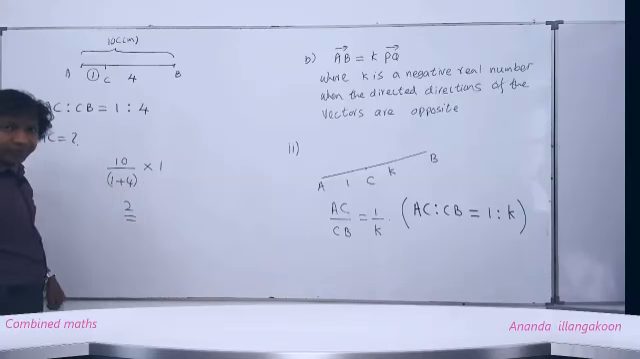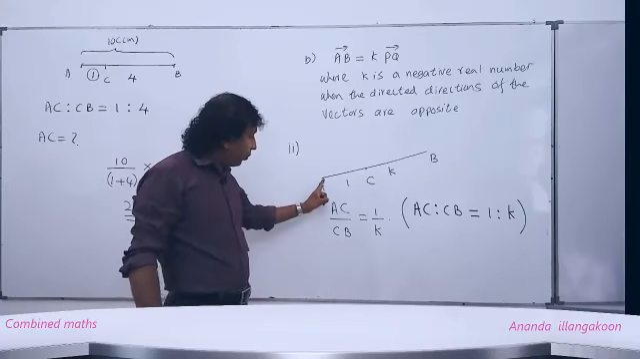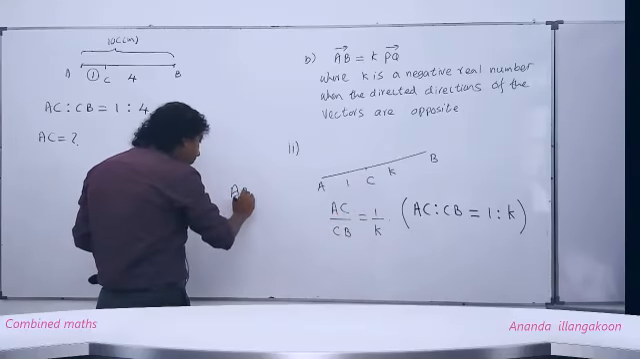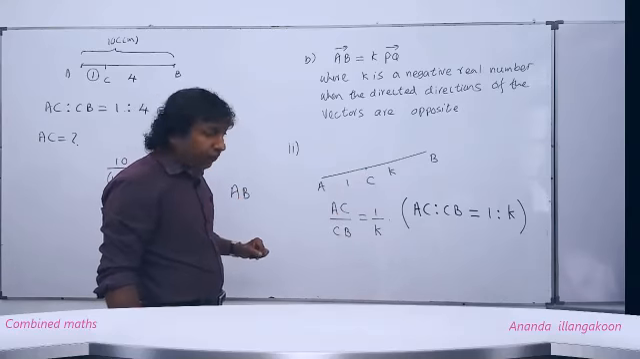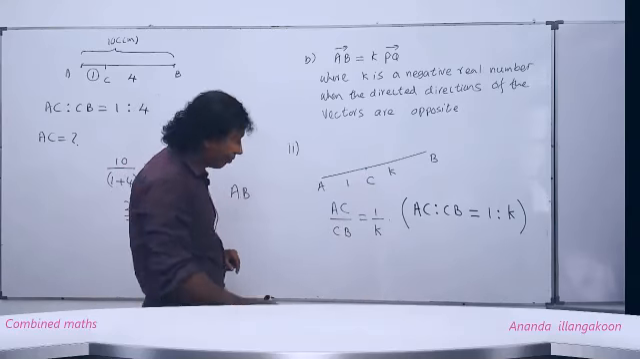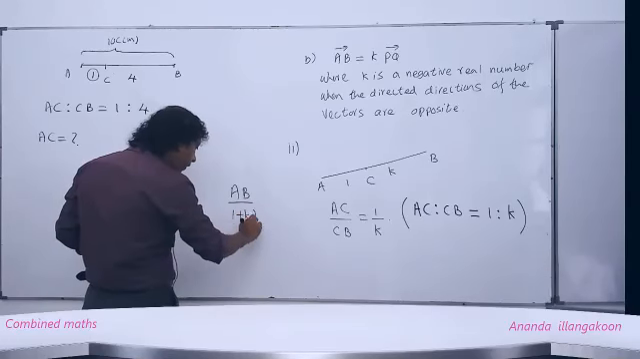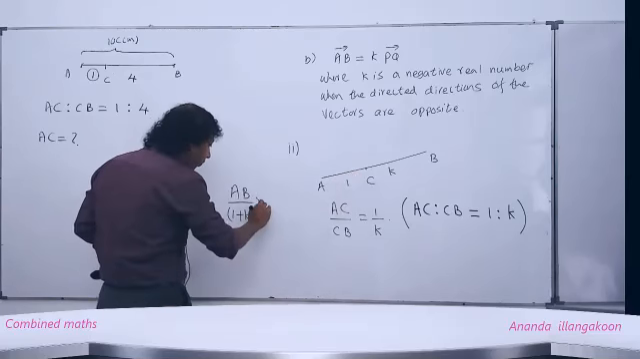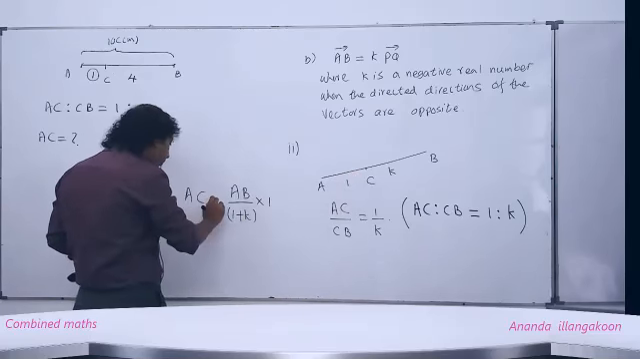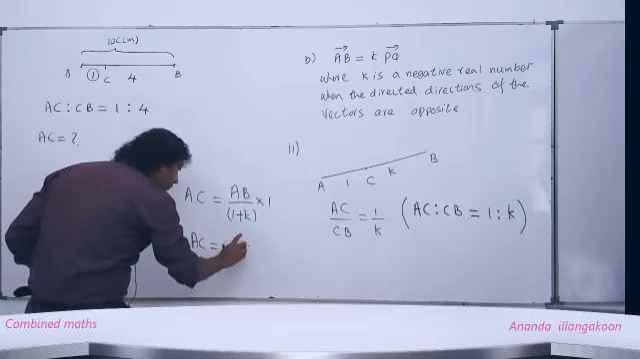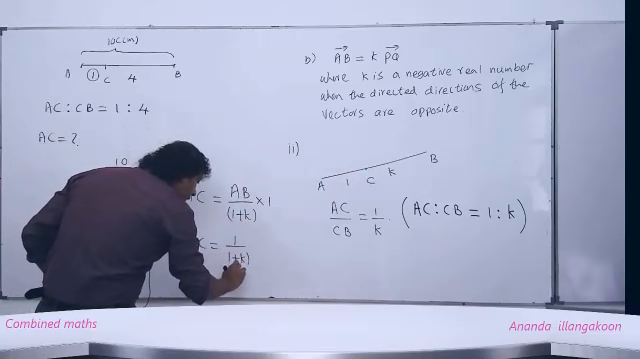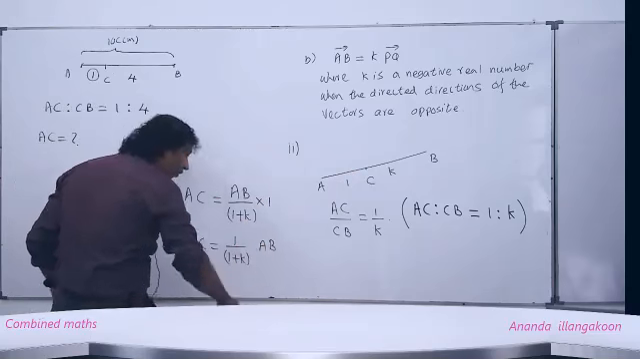That's how we take it. Like that, people, how do you write this AC length in terms of AB? The whole length AB, we divide by the sum of the ratios 1 plus K. And since we need this AC, the corresponding ratio value 1, we multiply this by 1. This is our AC. Then we can write AC length is equal to 1 divided by 1 plus K, times AB.